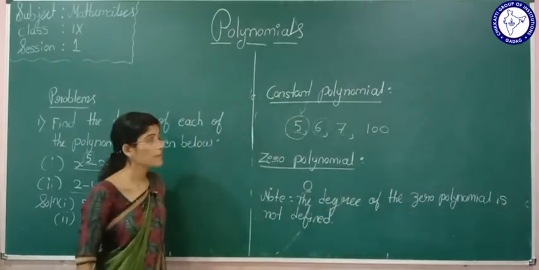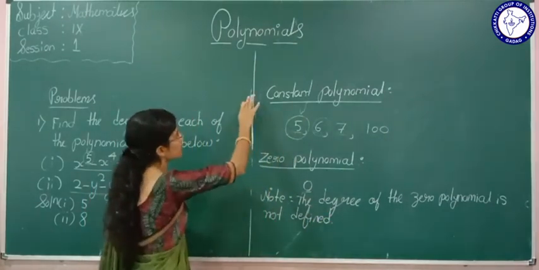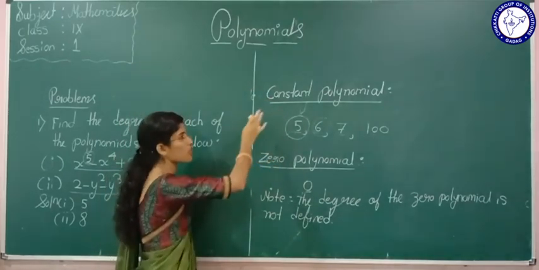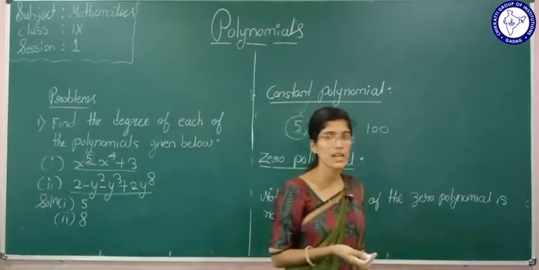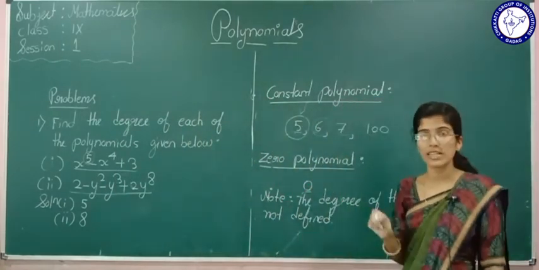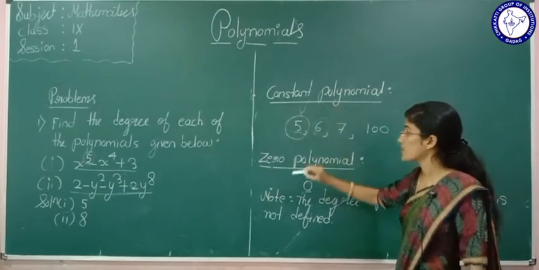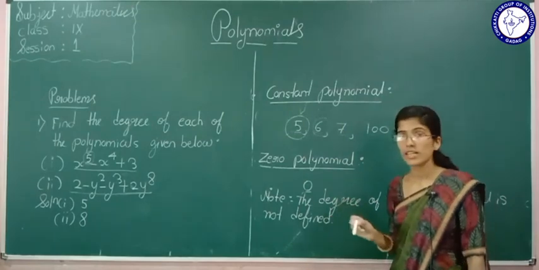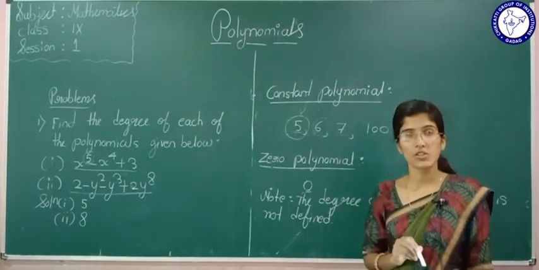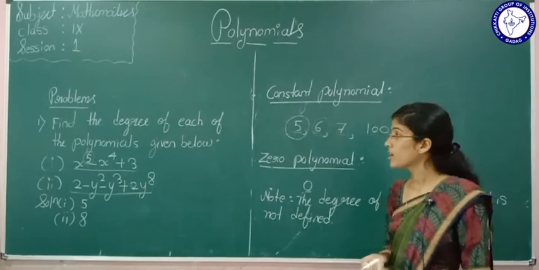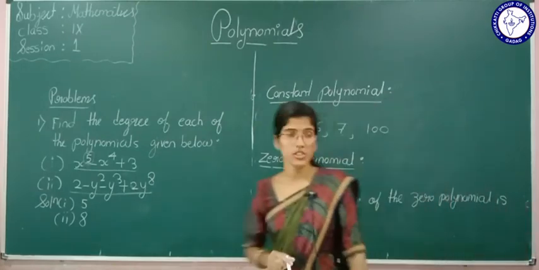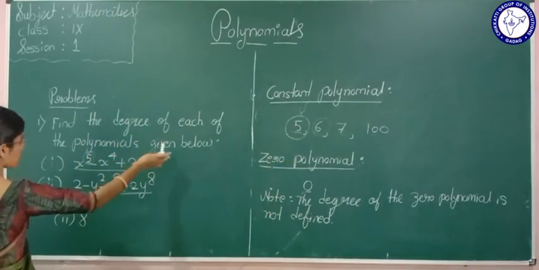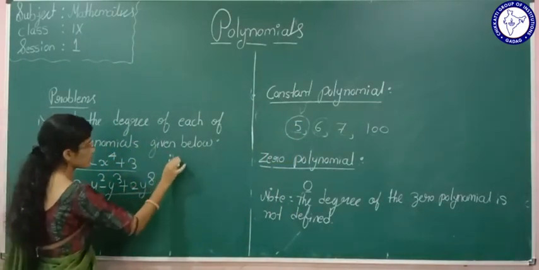Okay. Now see a very, very important definition, that is constant polynomial and 0 polynomial. What is the degree of the constant polynomial? It is 0. Then what is the degree of a 0 polynomial? If somebody asks you, you have to tell that the degree of the 0 polynomial is not defined. Okay. So from this only I will ask one question here. Find the degree of each of the following polynomials given below. Here question number 3, you see.